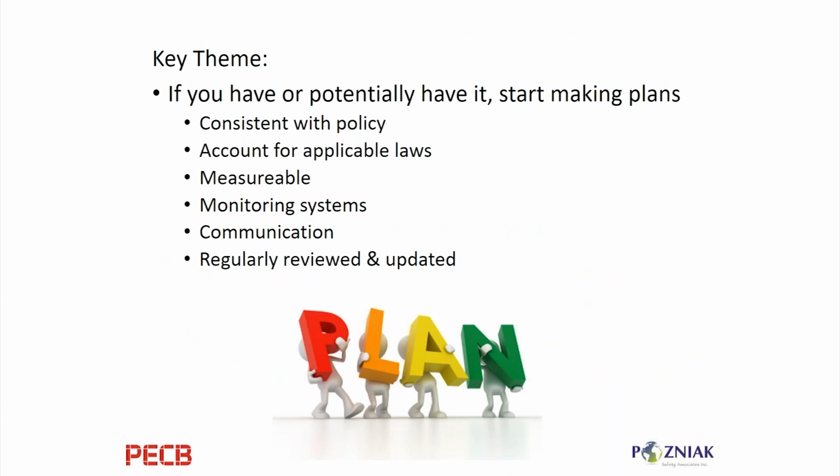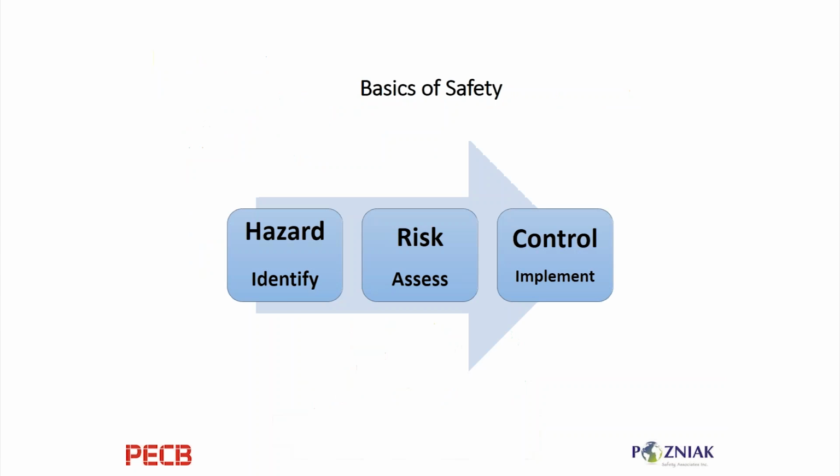So the key theme is, if you have this hazard or risk potential, or you potentially have it, you need to start making plans. So knowing what the applicable legislation and standards are for it, making sure that we have the hazard and risk measurable, that we have monitoring systems in place, that we have a system that communicates the hazard, the risk, the right controls, and that we regularly review and update our safety management strategic plan. So again, focusing heavily on hazard identification, risk assessment, and control implementation, which is truly the basics of health and safety.